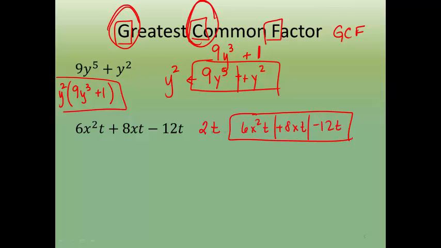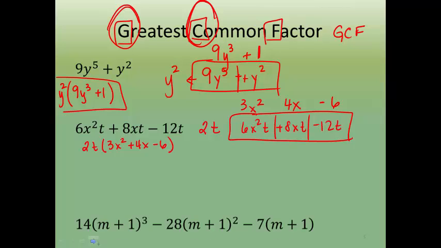If I were to think about going in reverse, 2t times what gave me the 6x squared t is I needed to multiply by 3x squared. 2t into 8xt would give me a 4x would be needed. And lastly, I would just need to multiply by a negative 6. So the resulting factoring is 2t times 3x squared plus 4x minus 6. We got one more and it's going to look a little crazy.